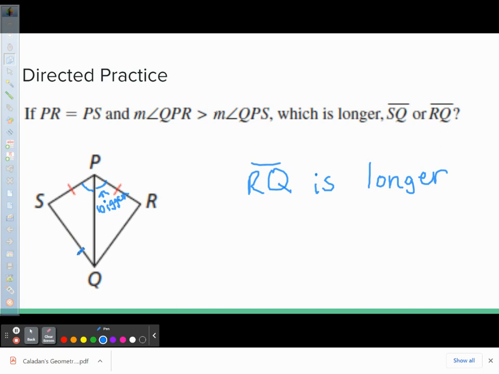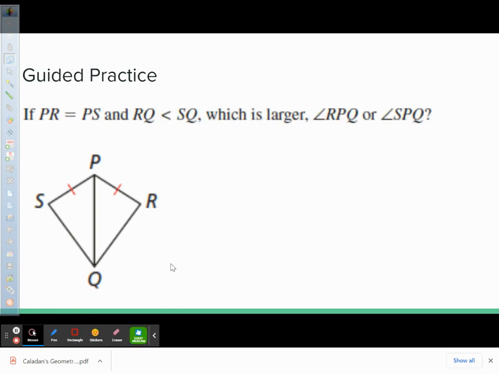All right, the next one you're going to need to fill in the numbers, what's missing, and then once you do that, you'll need to turn and face your partner so y'all can work together. It says if the length of PR is equal to the length of PS and RQ is less than SQ, which is larger? Angle RPQ or angle SPQ? All right, so go ahead and face your partner. Make sure and turn your desk.